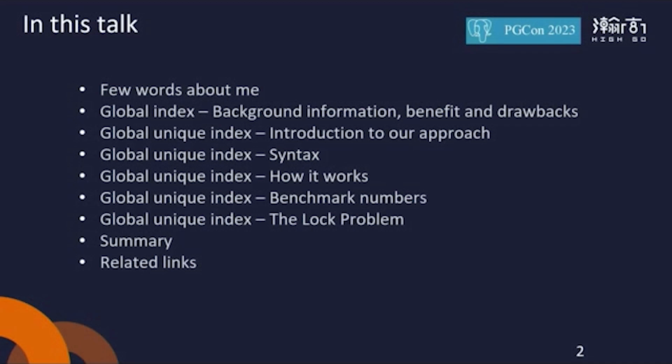And then we will start talking about the global unique index. You will notice there is some difference in terminology, and I will explain why that is there. We'll talk about our approach and the syntax that we introduced, how it works, and some benchmark numbers. And in the end, we will talk about the problems with locking, and there are some performance issues with it. So this is not a completed feature, and rather is still open for different, better ideas, and is still in development as well. Then I will give you a summary and the related links where you can see the original email thread and maybe some blog posts about both approaches.